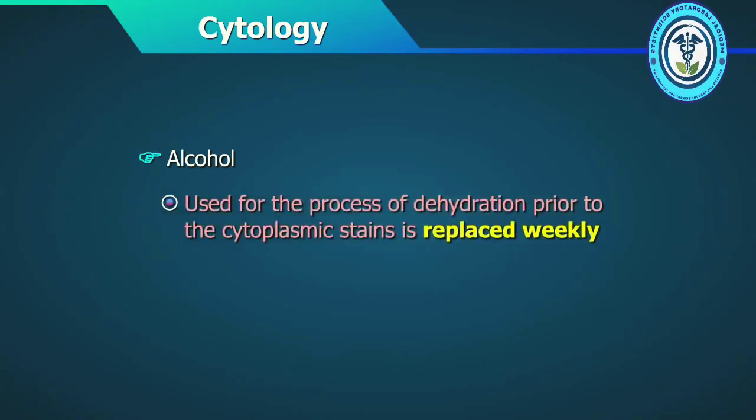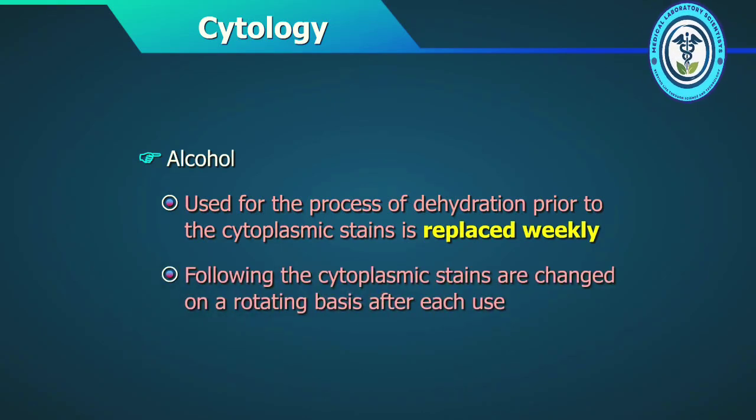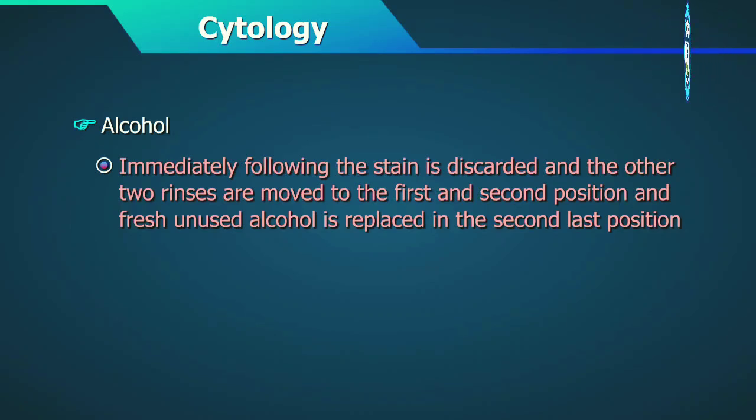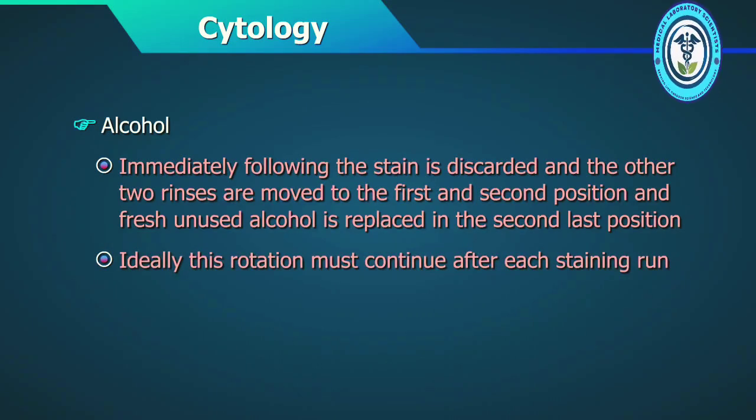Alcohol used for the process of dehydration prior to the cytoplasmic stains may be replaced weekly. The alcohol rinses following the cytoplasmic stains are usually changed on a rotating basis after each use. The alcohol rinse immediately following the stain is discarded, and the other two rinses are moved to the first and second position, and fresh unused alcohol is placed in the last position. Ideally, this rotation must continue after each staining run.